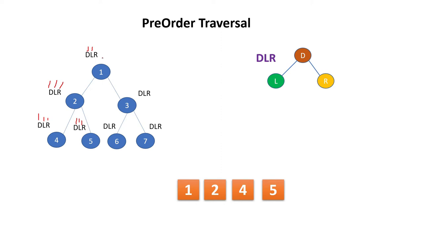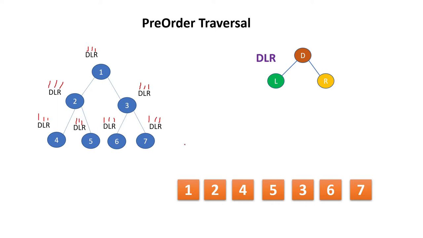That means we have to go to the right side. So we'll mark it here and go to the right, and here also we'll apply DLR. D means the parent, will print 3. Then we'll go to L, the left side. We'll come here, D will print, that is 6. Then L and R both are null, nothing we have to print. We'll come back here, go to the right side, and on the right side we found 7, that is the D, we will print. Then left and right, nothing is there. So in this sequence 1 2 4 5 3 6 7 we have to print the pre-order traversal.